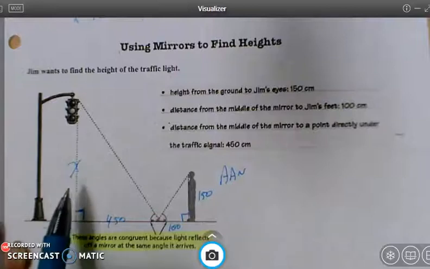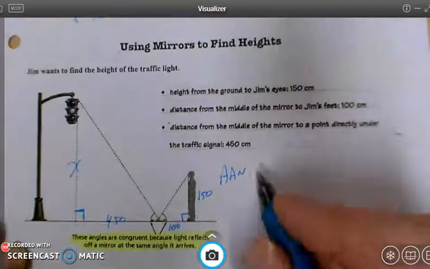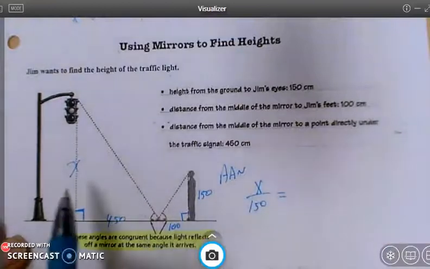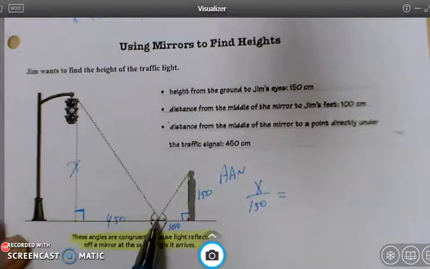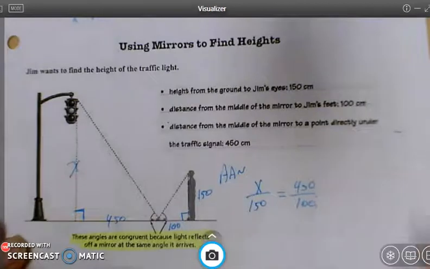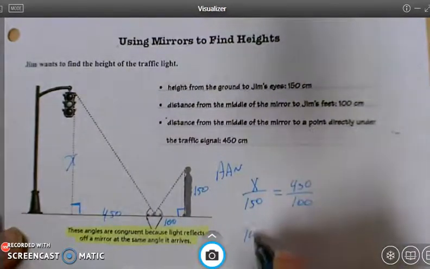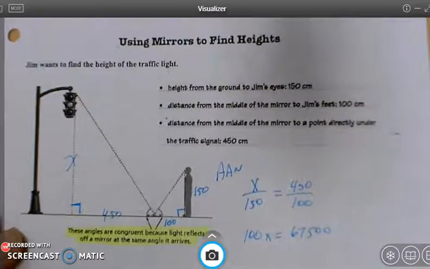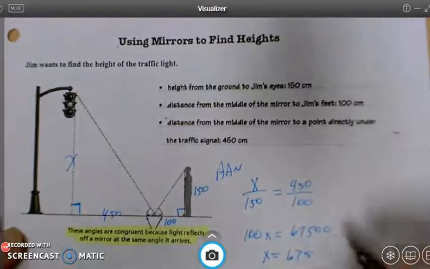So when I match up corresponding sides, the height of the traffic light and the height of Jim must be corresponding, x over 150, and that must be proportional to the distance from the traffic light to the mirror and the traffic light to Jim. At that point, it's a cross multiply and a solve, and you get 100x equals 67,500, and when you divide, x has to be 675, and we're in centimeters.